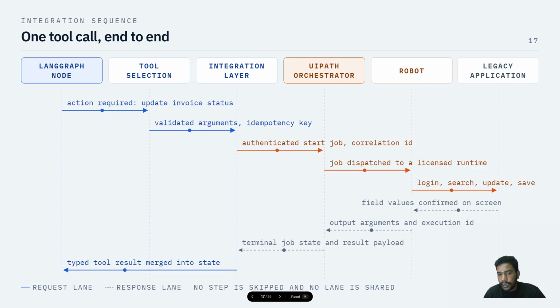This particular key is the line between a retry and a duplicate payment. If you take one implementation detail from this session, take that one. So here, every hop is explicit. Every response has its own lane, and one ID ties your whole call together.